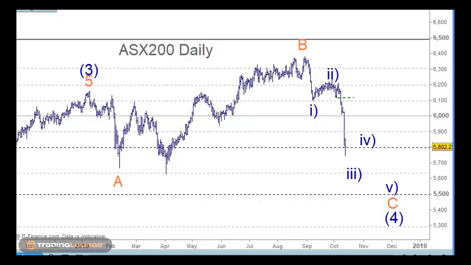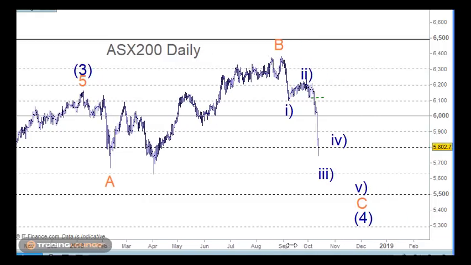Welcome to Trading Lounge and the Asian Report, and starting with the ASX 200 here on the daily chart. We're going to have a look at two counts, but I think this is a good count to start with. This would be the same count as we would have for the Nikkei and also for India as well. China and Hong Kong have got different counts. So this count here would be an expanded flat correction.